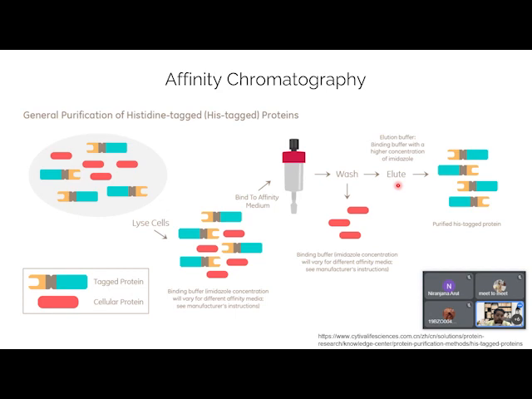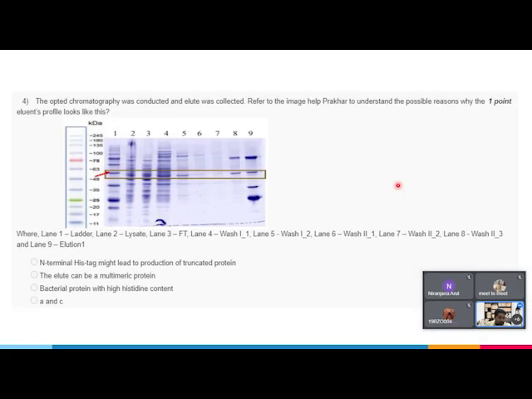Let us see how well we have understood affinity chromatography. Amardeep says C. That is, the bacteria has high histidine content proteins. Okay. So, let us see everyone else try and answer this. So here are the options. N-terminal histag might lead to a production of truncated protein. The elute can be multimeric, bacterial protein with high histidine content, or A and C both are correct.